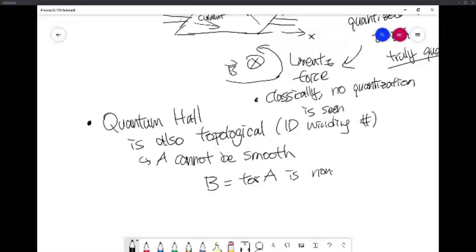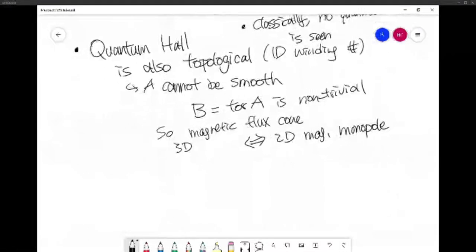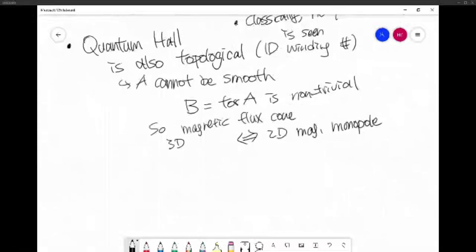Is non-trivial. So the magnetic flux core is sort of like a 2D. So a 3D magnetic flux is sort of like a 2D magnetic monopole. Okay. And so that's a very quick rundown of the integer quantum Hall effect.